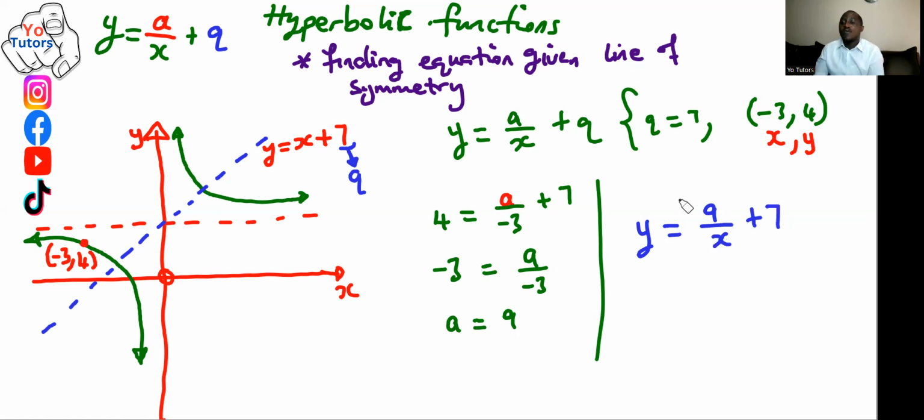So in this case, our equation will be y = 9 over x plus 7. We can also see that the 9 is positive because the graph is in the first quadrant and third quadrant. So that's all you need to know about this.